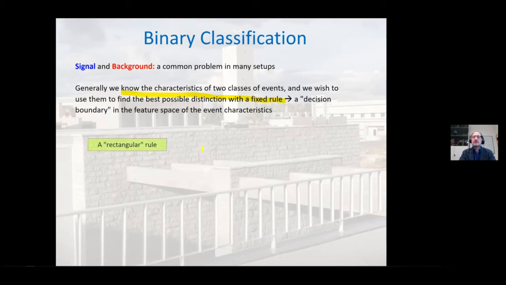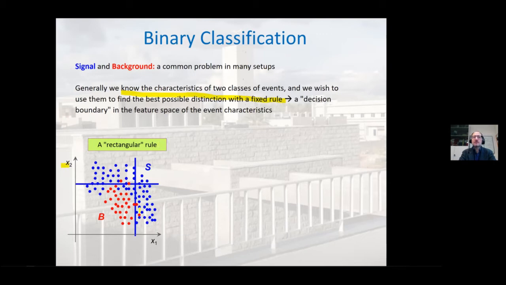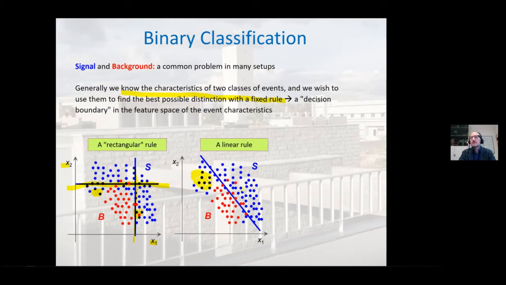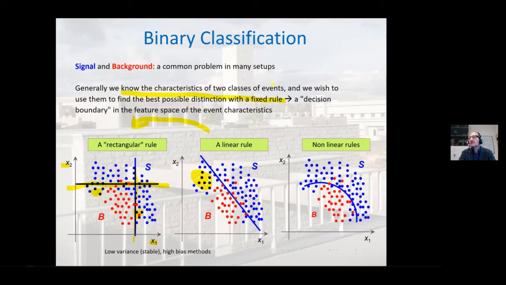So you can have a rectangular rule in two variables. These are two features of the data, for instance, and you decide that the background is most likely at low values of x1 and x2. And this gives you a good discrimination, but you will do some mistakes in some cases, okay? You could have a linear rule, which will also do very poorly in some regions of phase space. In fact, these are two linear rules, if you want. So I should have put this before the other. And then you can have non-linear rules that allow you to exploit more fine features of the data. And they will still have some mistakes, but they will be smaller.